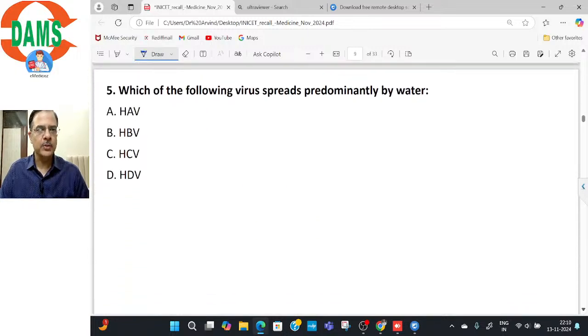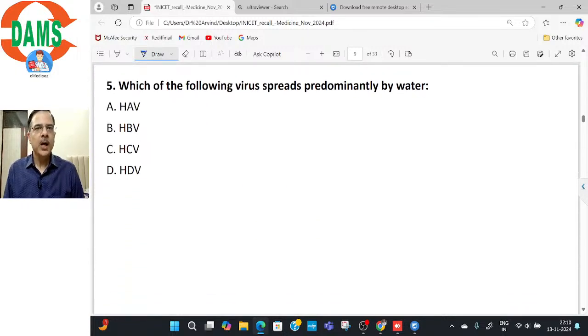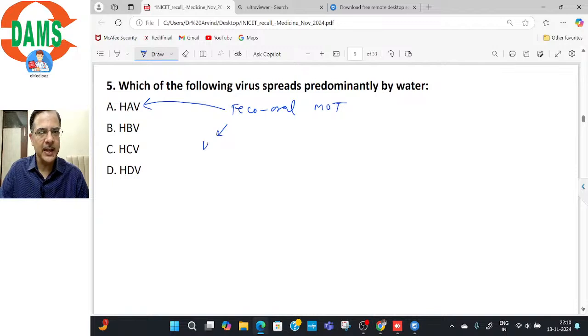Now come to question number 5. Which of the following viruses spreads predominantly by water? Predominantly by water means fecal-oral mode of transmission. So this is one of the easiest questions which was asked. The answer is hepatitis A virus, and if the option was HEV, then it would be a multiple correct response. Both these viruses are spread by water.